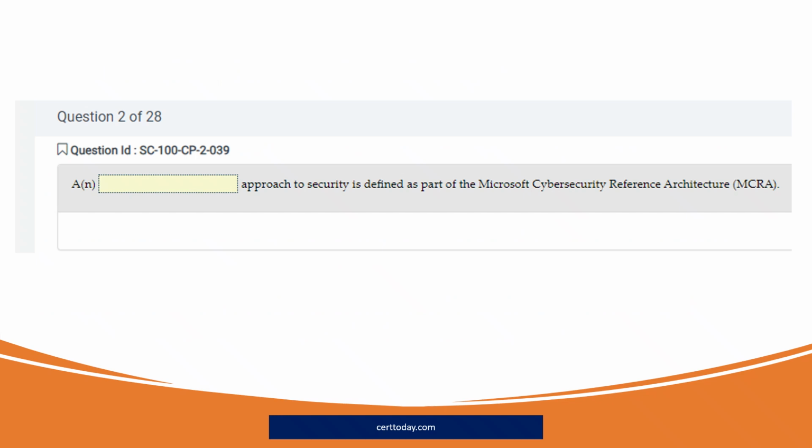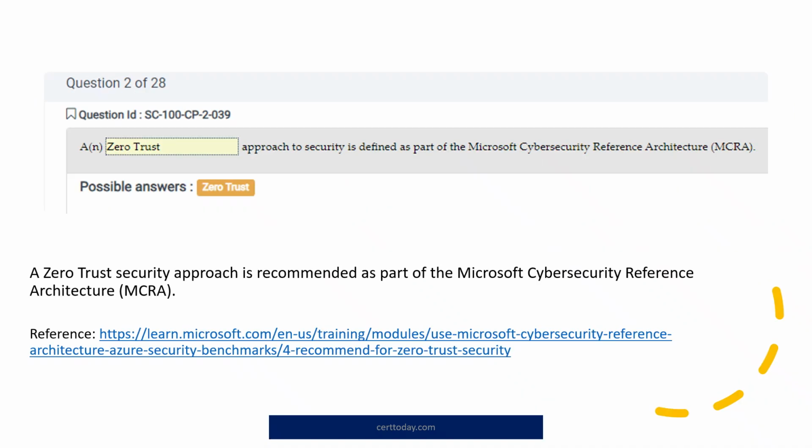Question 2. A blank approach to security is defined as part of the Microsoft Cybersecurity Reference Architecture, MCRA. A zero trust security approach is recommended as part of the Microsoft Cybersecurity Reference Architecture.